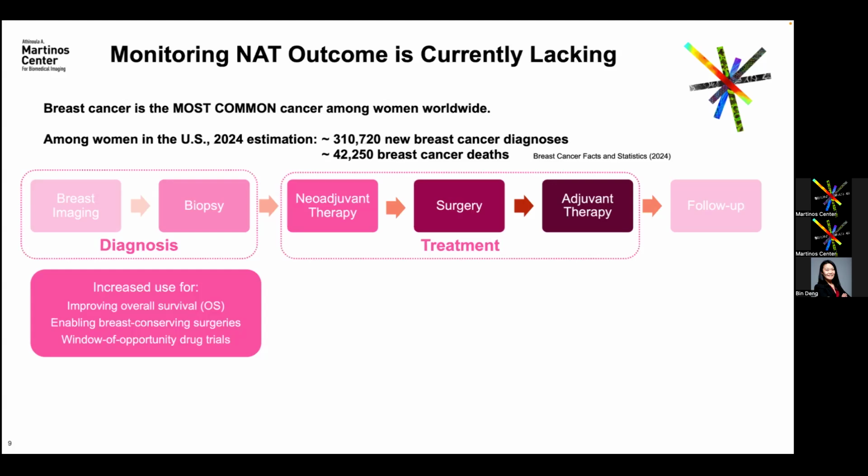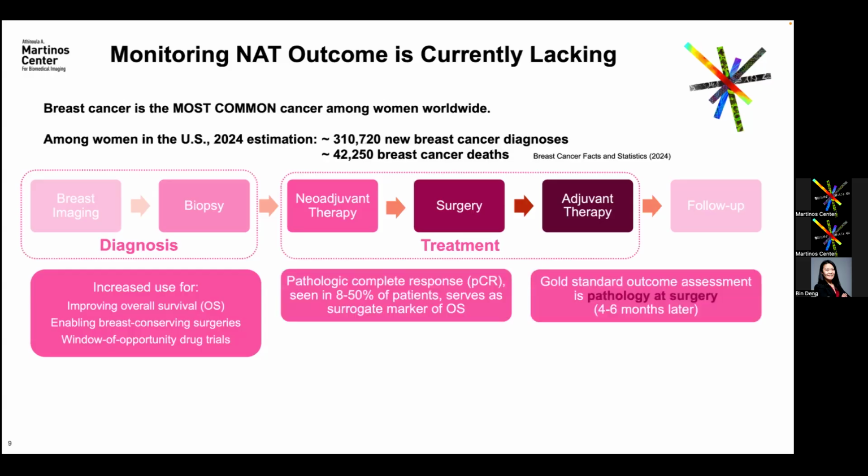So there are more and more targeted therapies coming to enter the market, and people have been using this neoadjuvant chemotherapy to see whether the tumor is responding to this kind of drug. And if not, after surgery, for the adjuvant chemotherapy, they'll use a different drug to try to improve the survival. But the problem is that currently the response to the treatment is only assessed at the time of surgery, based on the pathology assessment.